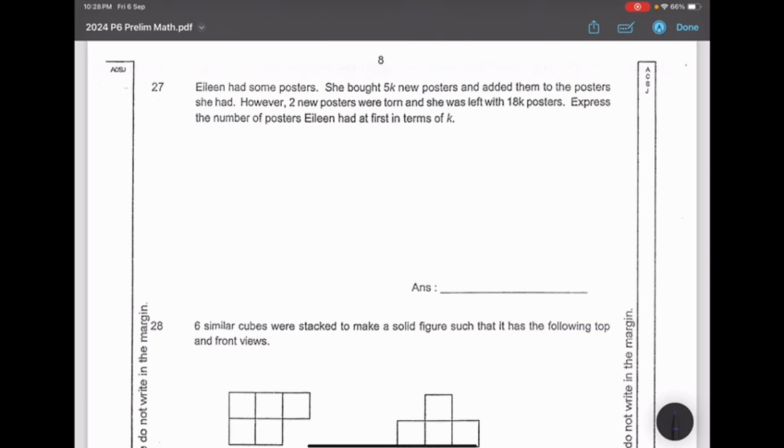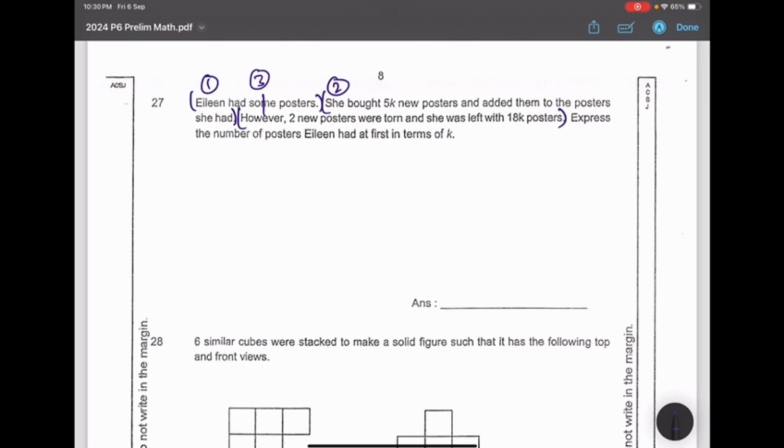Okay, let's move on to question 27. Eileen had some posters. We do not know how many posters she has. She bought 5k new posters and added them to the posters she had. This is sentence number 2. Sentence number 3 says, however, 2 new posters were torn and she was left with 18k posters. Right, the question asks us to express the number of posters Eileen had at first in terms of k.